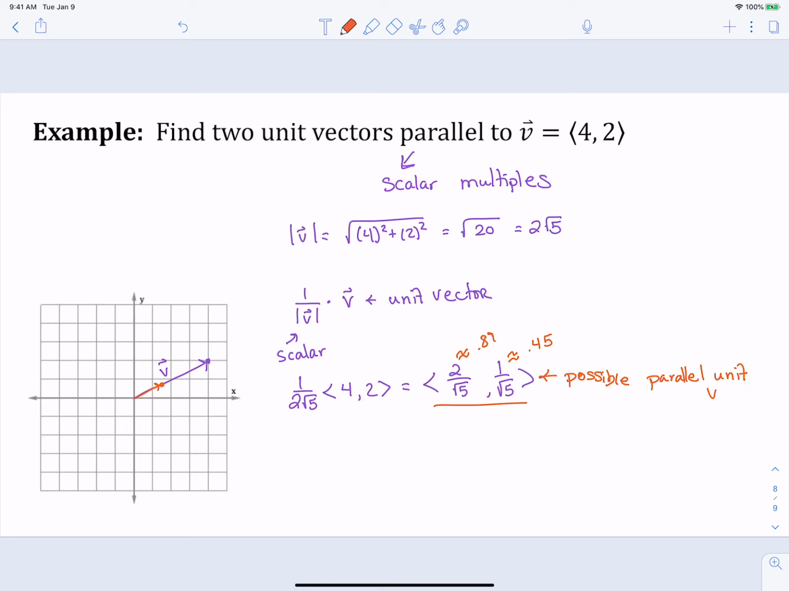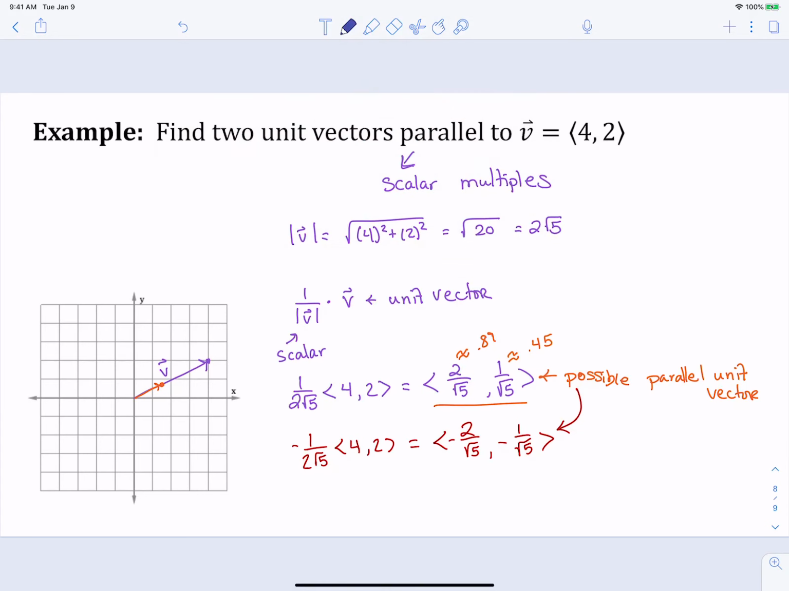Another one would be simply the opposite of our magnitude times our vector. Let me get my handwriting fixed. You've probably already seen in class that I sometimes have terrible handwriting on my iPad. I wish it was better. But both of these two vectors are parallel to our original vector and they have magnitude 1.